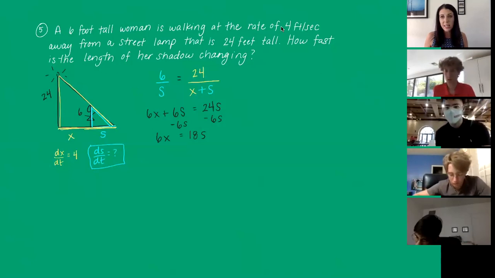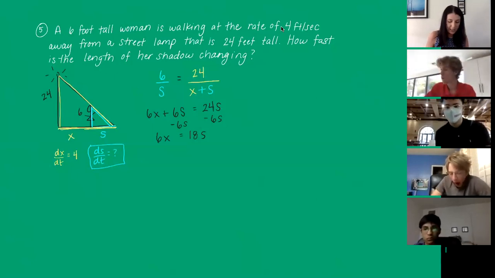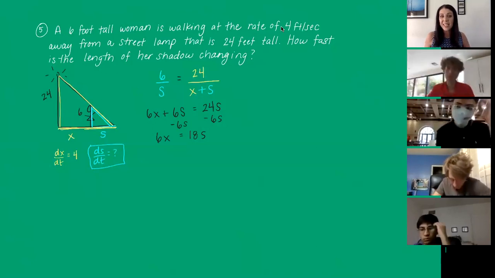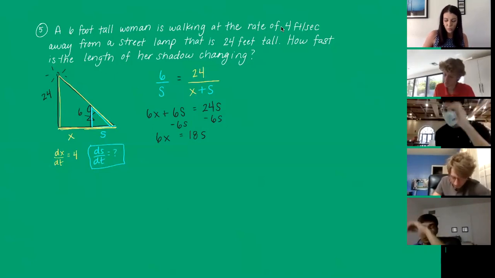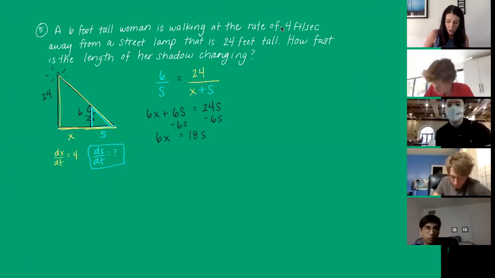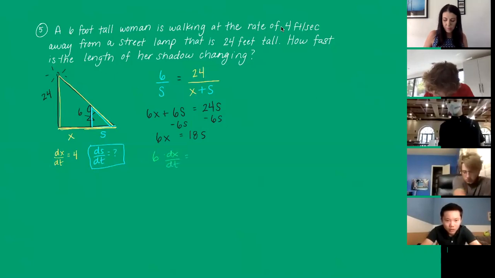That's our equation, and the equation is really basic here. The hardest thing is to remember to set up the similar triangles and label your picture with some reasonable variables. From there, the derivative is really easy. Aiden, Lynn, what would the derivative of 6x equals 18s be equal to? It would be equal to 6 times dx over dt equals 18 times ds over dt.